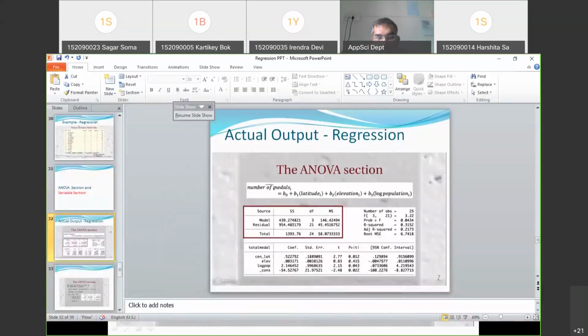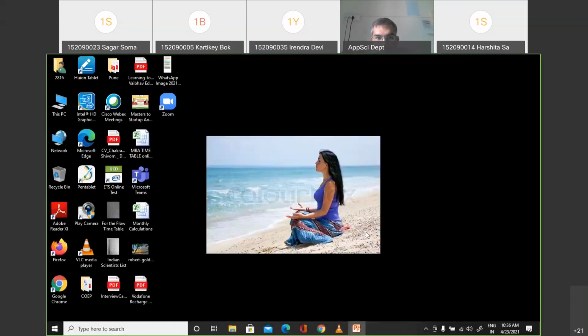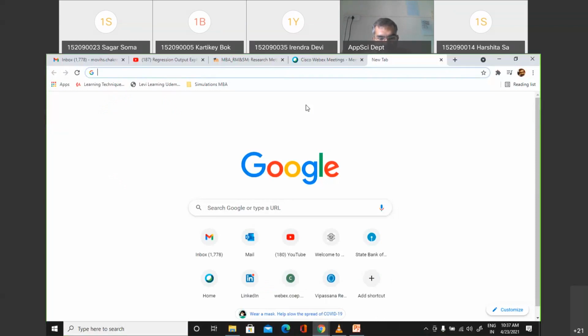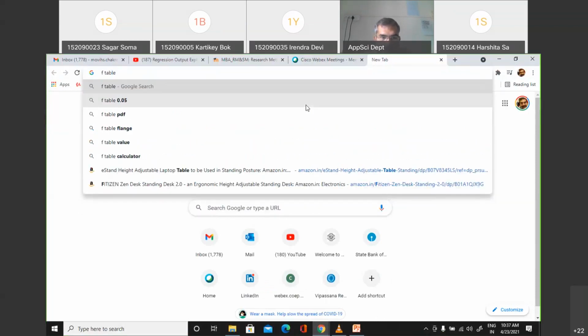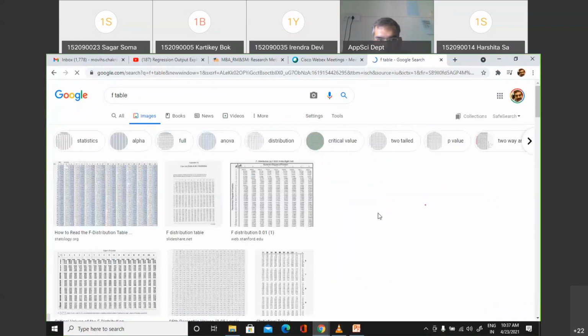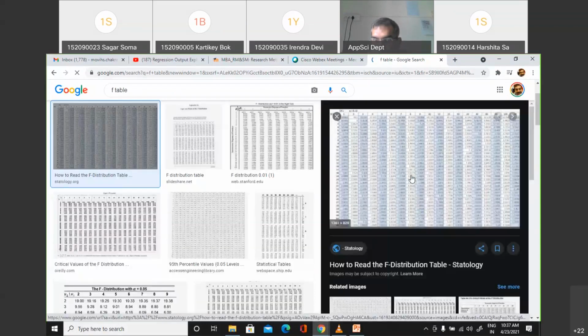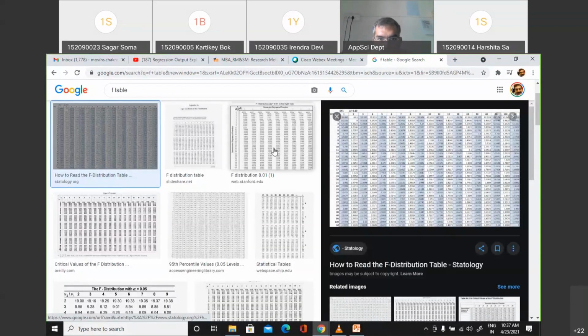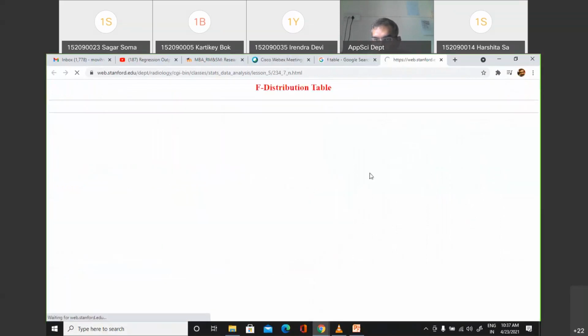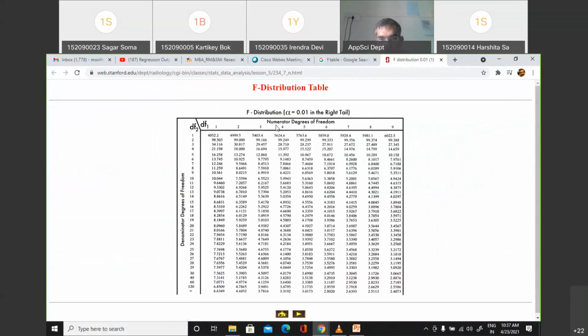Let us see. Actually, I should have taken an F table, but it is available, I hope. Not only in books, but also online. Okay, F is not a good letter to search with. Yeah, so this is how it looks. Here the numerator's degrees of freedom is 3, and the denominator's degrees of freedom is this much.